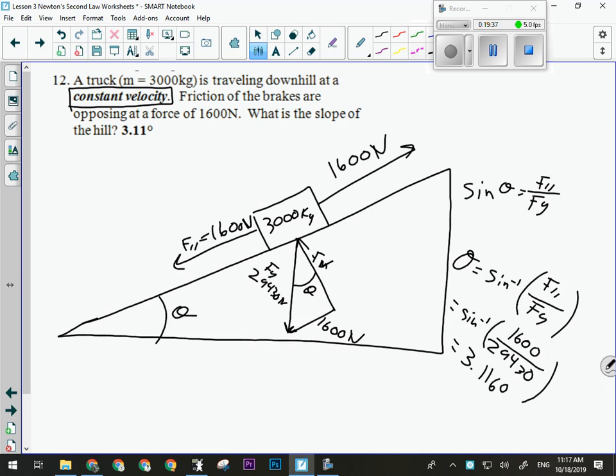Now, why are there 4? Because my answer is wrong here. Why are there 4 significant figures here? Right. I used 1,600, 4 significant figures. 3,000, 4 significant figures. But I used 9.81. Well, it's not in the question, but it's a constant. Where did I get it from?